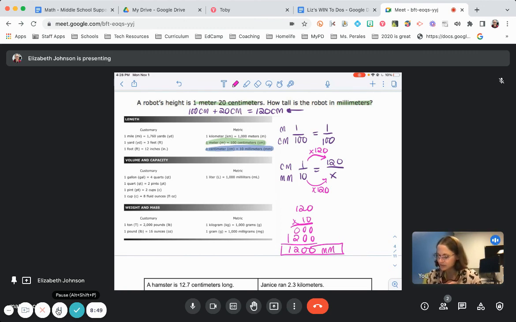And that's it. That's all the examples that we're looking at together today. Next, there'll be a few problems for you to practice solving on your own. And remember, all you need is your reference materials and some proportions.